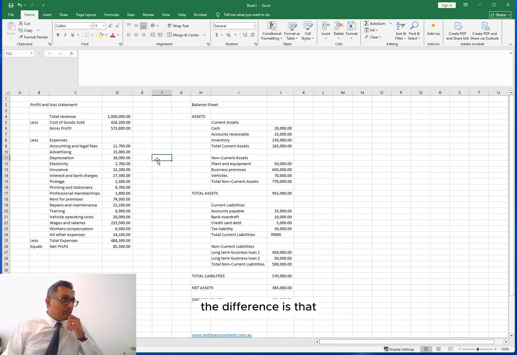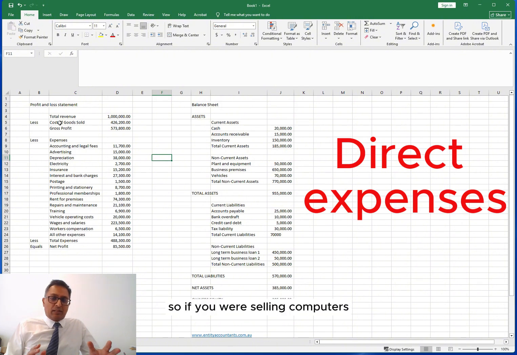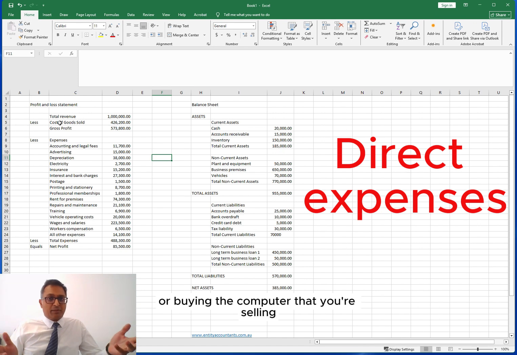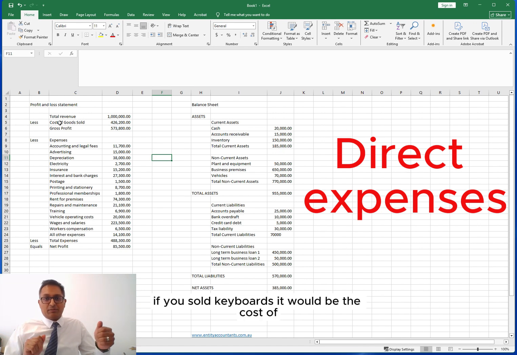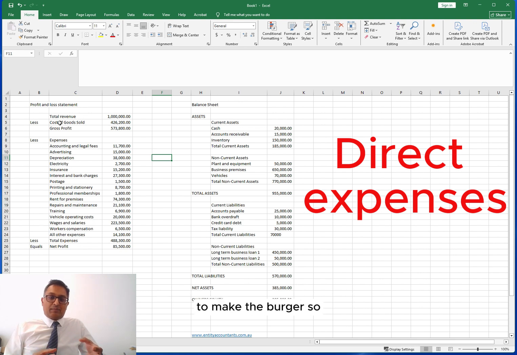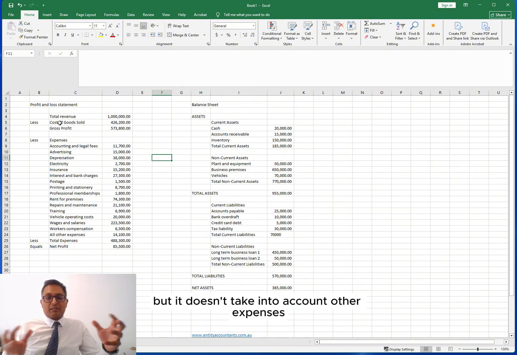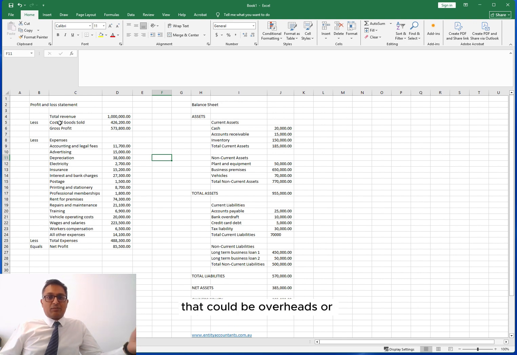The difference is that cost of goods sold is more direct expenses. So if you were selling computers, it would be the cost of making a computer or buying the computer that you're selling. If you sold keyboards, it would be the cost of buying the keyboard that you're on-selling. If you sell burgers, it'd be the cost of all the food that you buy in order to put it together to make the burger. So it's like the direct cost and the direct profit from the product, but it doesn't take into account other expenses that could be overheads or general other operating costs.